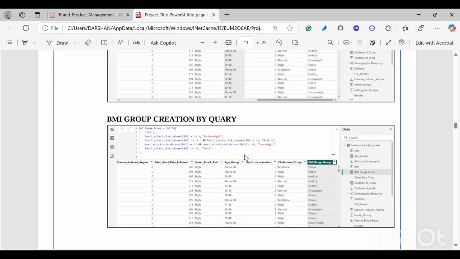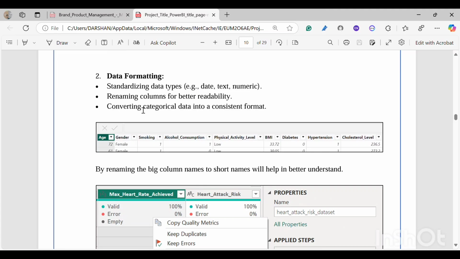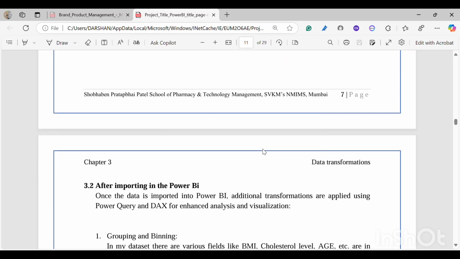The same practice I did for the BMI group also, because for the BMI I have the same kind of data, like 33, individual values which I need to convert into particular groups, converting the categorical data into a consistent format.